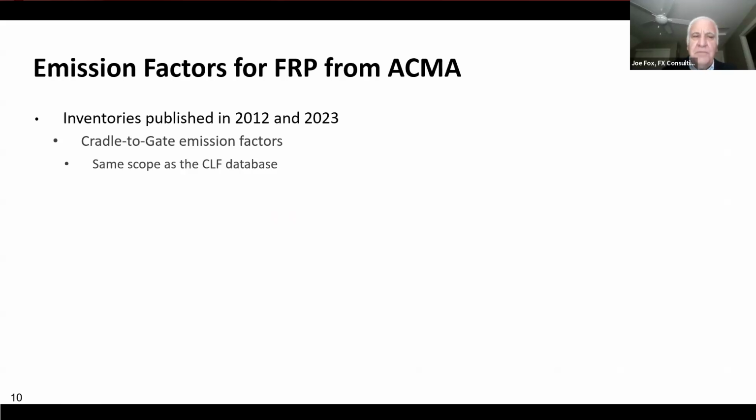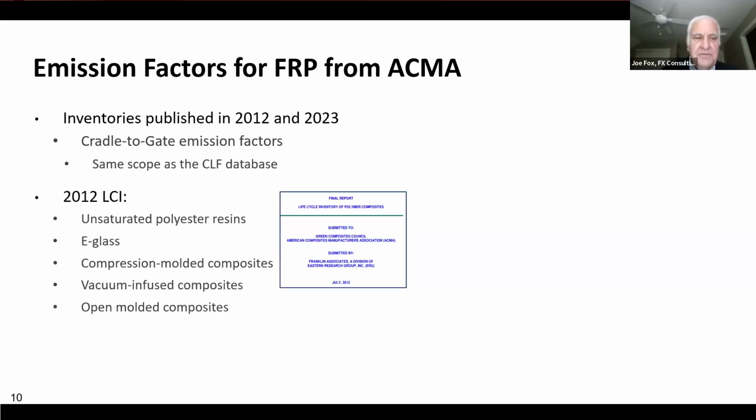Okay, so now where do you find emission factors for FRP? Well, they come from ACMA, which has published inventories in 2012 and 2023. Again, they are giving cradle to gate emission factors, which is the same scope as the CLF database.